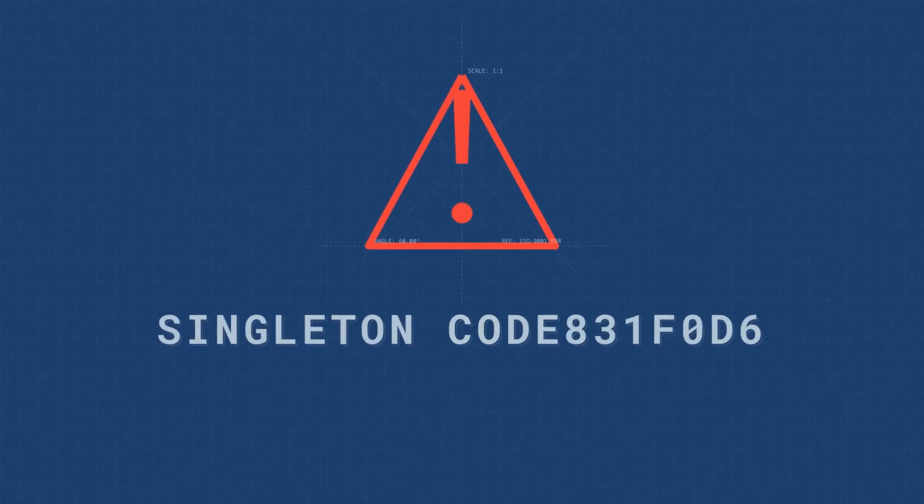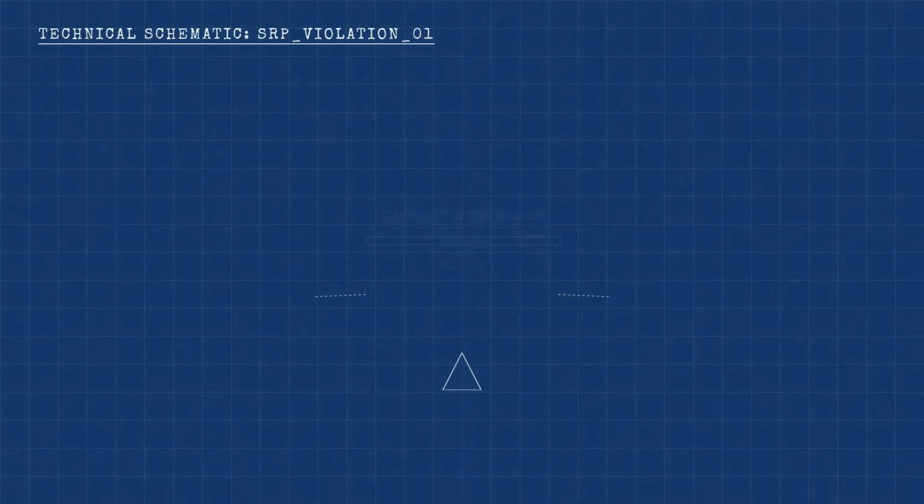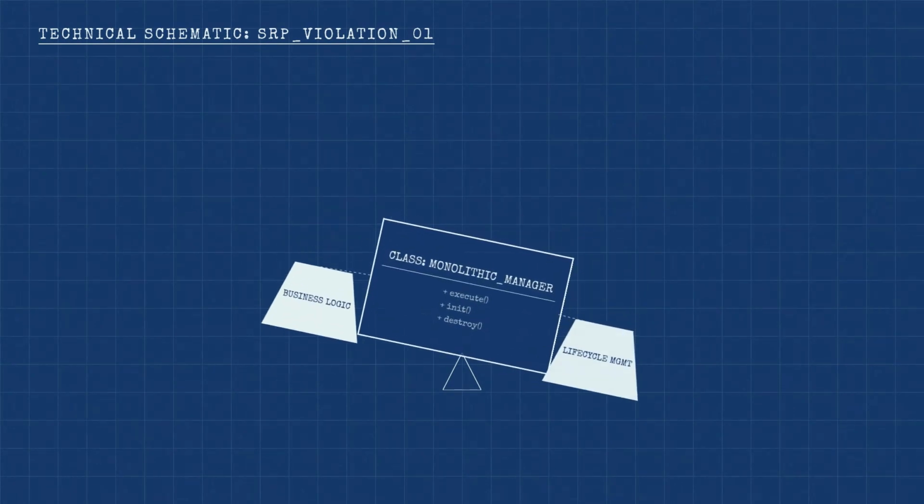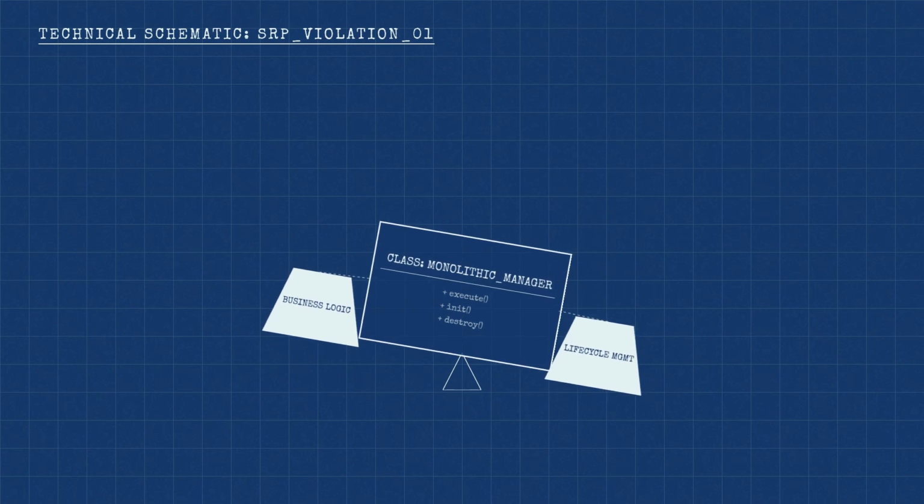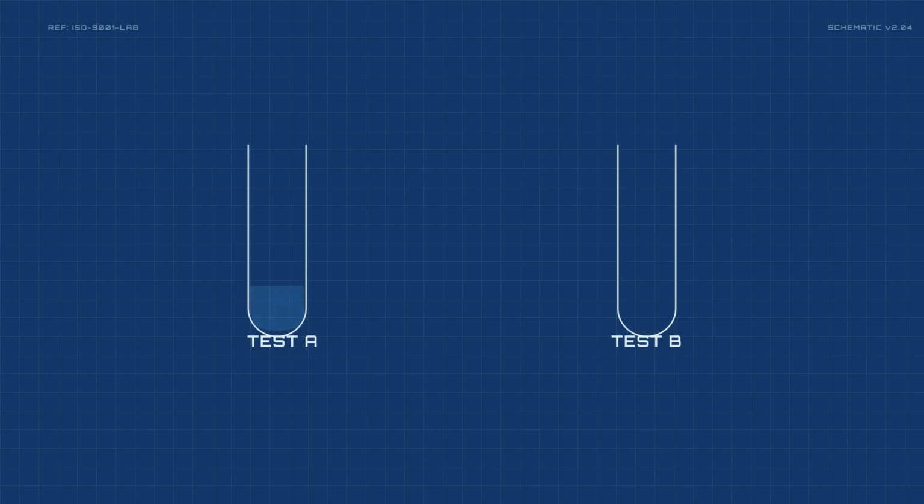Now the controversy. And it's real. Singleton is often criticized for several major reasons. First, it violates the single responsibility principle. It manages both its own logic and its own instance lifecycle. It makes unit testing harder. You can't easily replace the singleton with a mock for isolated testing. The same instance persists across tests, meaning one test can interfere with the results of another.